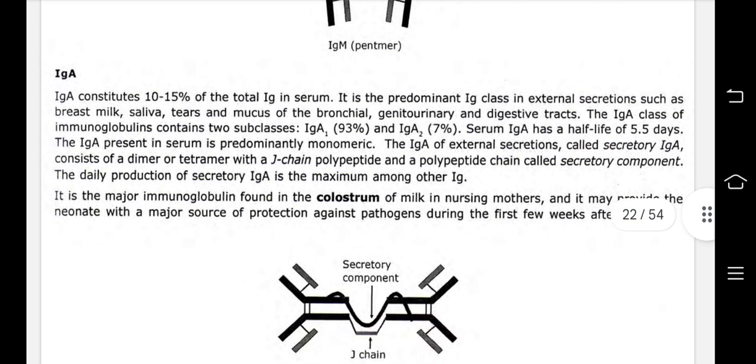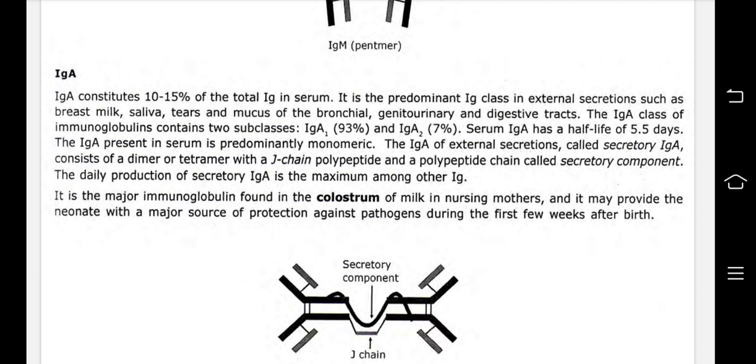IgA constitutes 10 to 15% of the total Ig in serum. It is the predominant Ig class in external secretions such as breast milk, saliva, tears, and mucus of the bronchial, genitourinary and digestive tracts. The IgA class of immunoglobulins contains two subclasses, IgA1 and IgA2. Serum IgA has a half-life of 5.5 days. The IgA present in serum is predominantly monomeric.